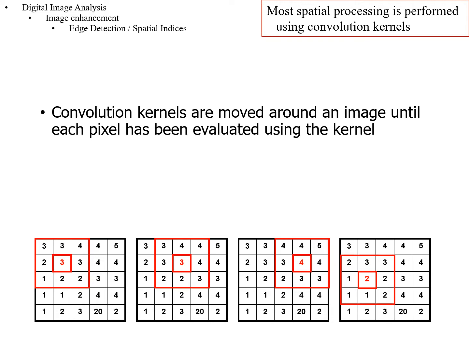So here's how you would go. You'd start with that upper left-hand pixel, and you move it around the image until every pixel has been evaluated using the kernel. Now you might wonder at this point, what do you do about the edge pixels? We'll discuss that.